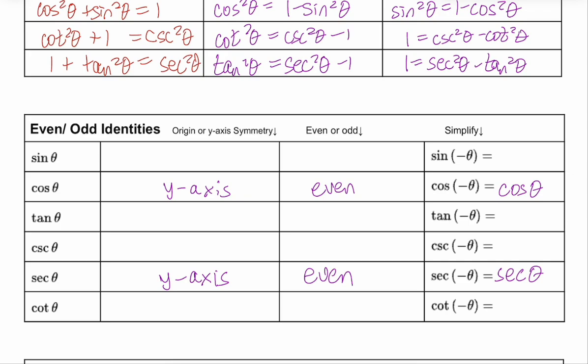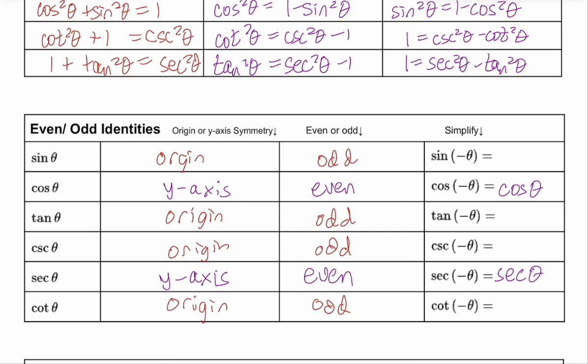All of the other ones are odd. So let's put odd for all of those. And then just write origin there for those ones, for the type of symmetry. And then for those, a negative that's on the inside can pop to the front. So those ones, your negative should pop to the front. So that is the even and odd section. There's no real bonus there, sorry. So that is your even and odd section.